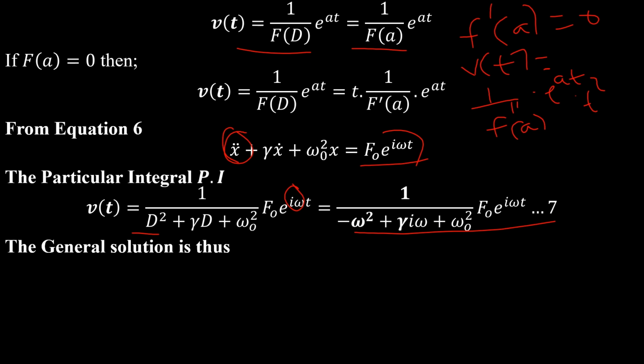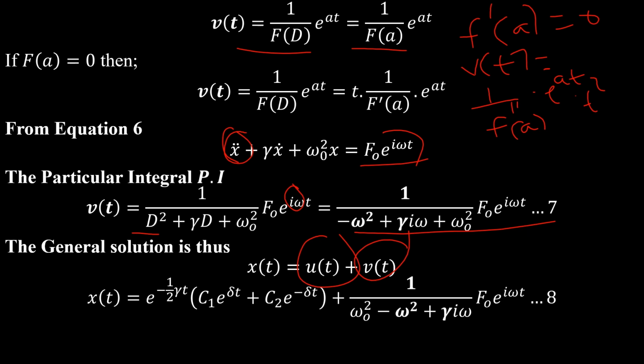So the general solution will become the addition of the complementary function u plus our particular integral v. If we add both together, this becomes our general solution for this equation. So move on.